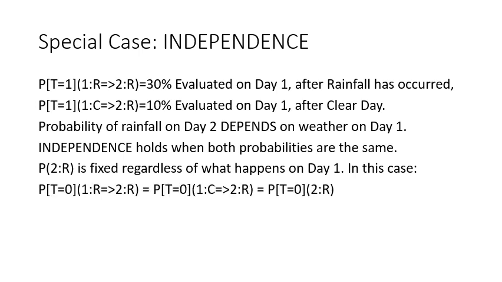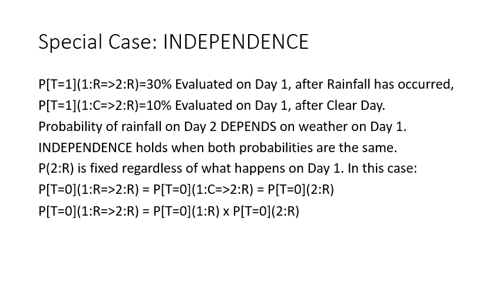In this case, the probability of rainfall on the second day, whether first day rain followed by rain, or first clear followed by rain, is the same probability, and so we can talk about the probability of rainfall on the second day at time equals 0 without mentioning what happens on day 1, because what happens on day 1 does not affect this probability.